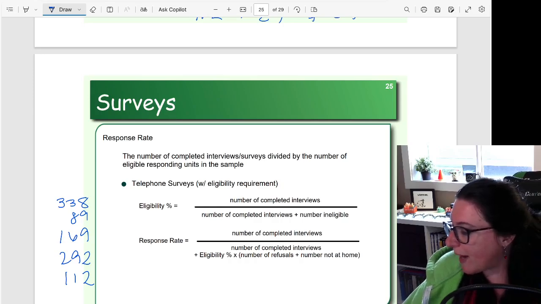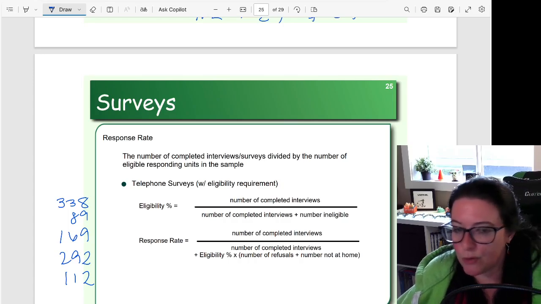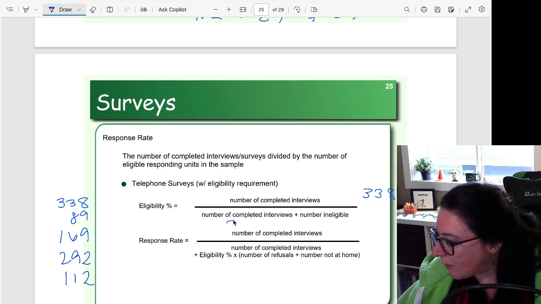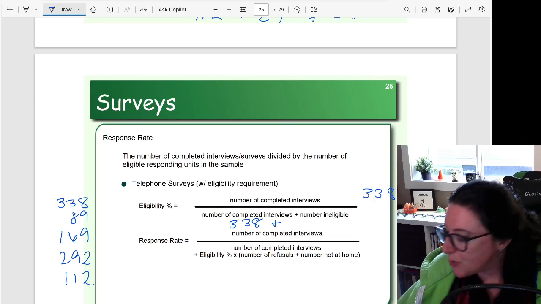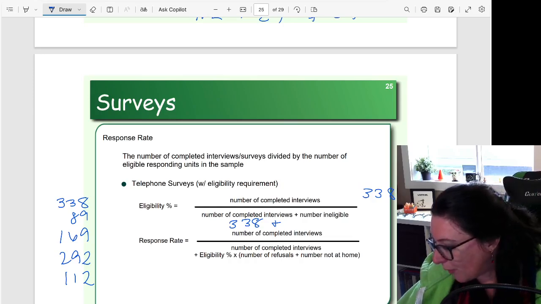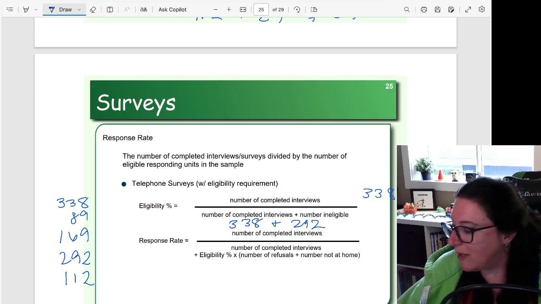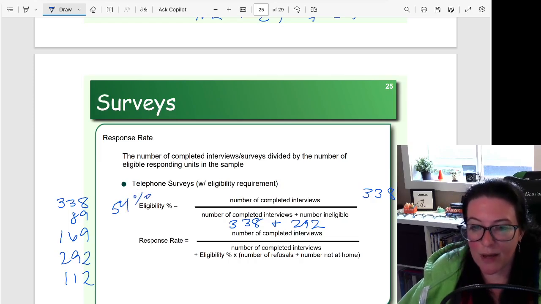So we would start by finding the eligibility percentage. The percentage is the number of completed interviews, which was our 338, divided by the number of completed interviews plus the number that are ineligible. So we got a hold of those ineligible people, that 292, and they answered at least the first question, but it turned out they didn't have the knowledge we needed. So our eligibility here is 338 divided by 338 plus 292. So our eligibility percentage is 54%.